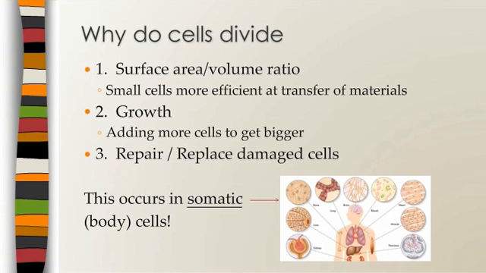This process that we are discussing today occurs in the body cells or somatic cells of an organism. Write that in the space provided. Somatic is a term that refers to the cells that make up the body of an organism, their skin, their bone, their muscle, their nerves. All of these are examples of somatic cells.